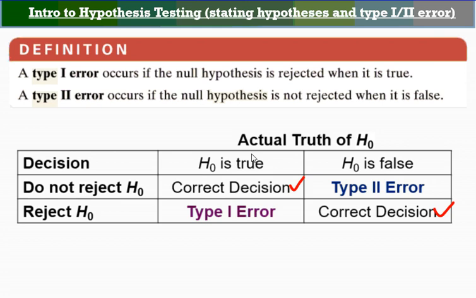Maybe the null is actually true and we reject it. We call that type 1 error. Or maybe the null is actually false, but we fail to reject it, and we didn't necessarily do the job that we were intending to do, so that would be type 2 error. Type 1 error occurs if the null is rejected when it was true. Type 2 error is the null is not rejected when it was actually false.